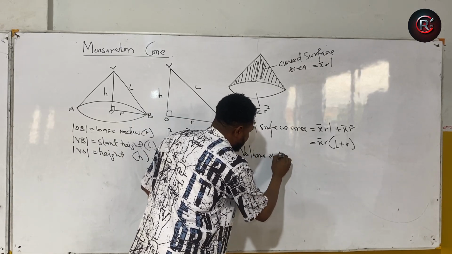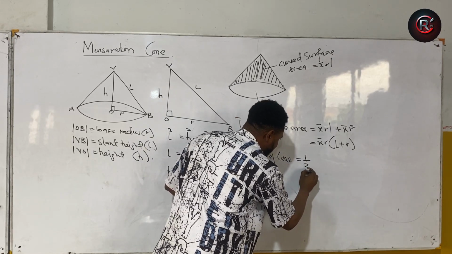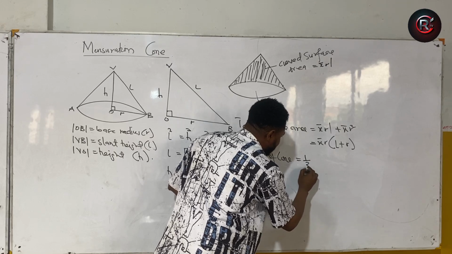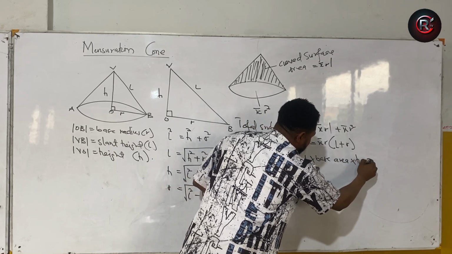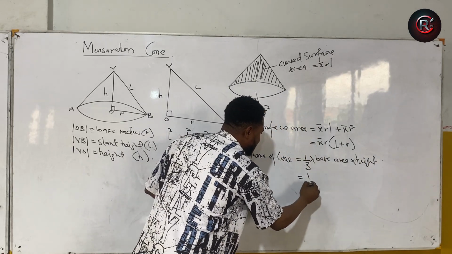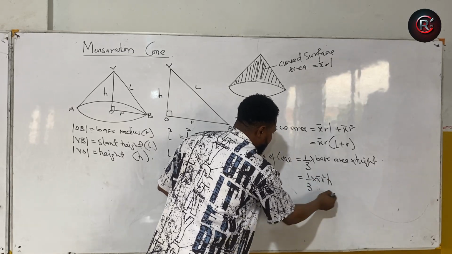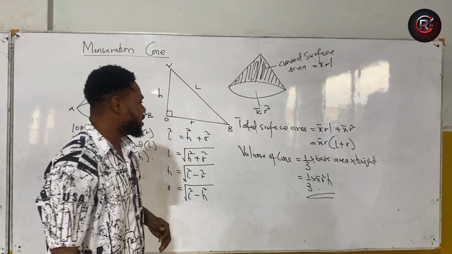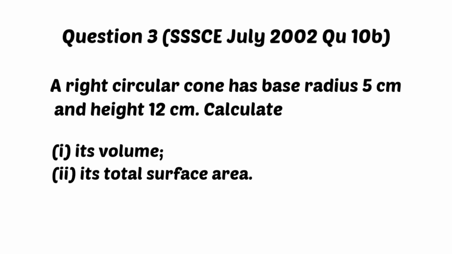Volume of cone, all right? And we say the formula is given as 1/3 times the base area times the height of the cone, which is going to give us 1/3 times pi r squared h. So this is the formula that we can use to calculate the volume of the cone. All right, let's see how we can answer the question on the screen with the formulas that we studied.